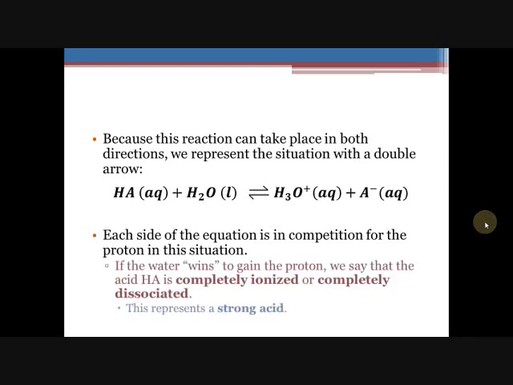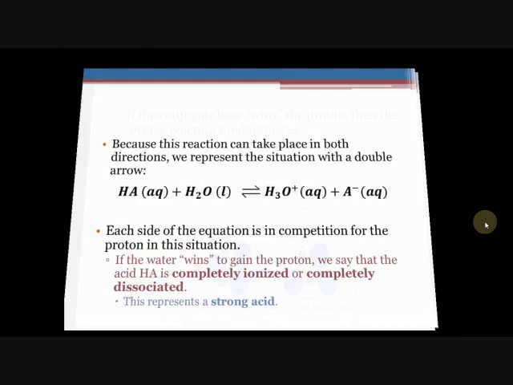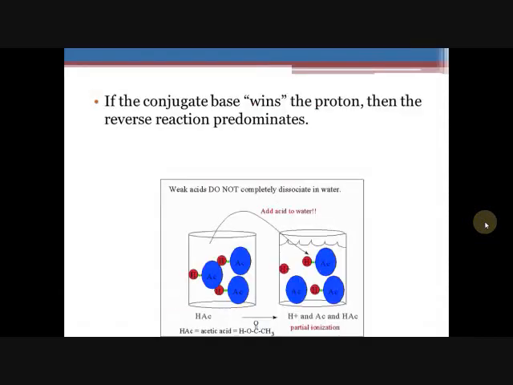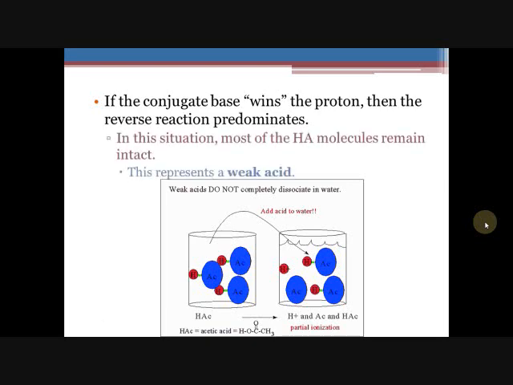So if the water wins to gain the proton, we say that the acid has completely ionized or completely dissociated. So when the water wins and the acid completely breaks apart, this represents a strong acid. Remember, dissociated means breaks apart. If the conjugate base wins, then the reverse reaction is predominant, meaning that the acid will remain intact. So if the acid remains intact, then that represents a weak acid.